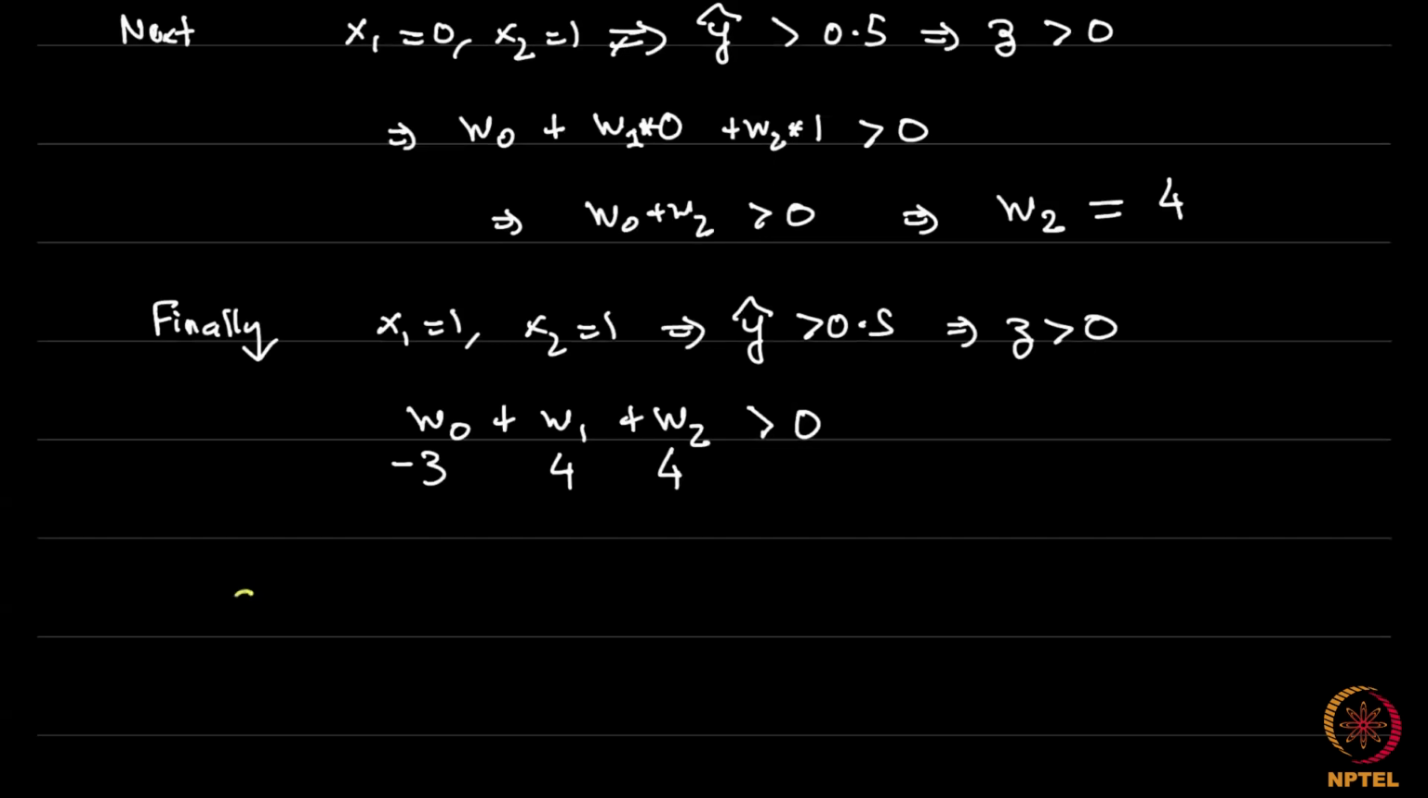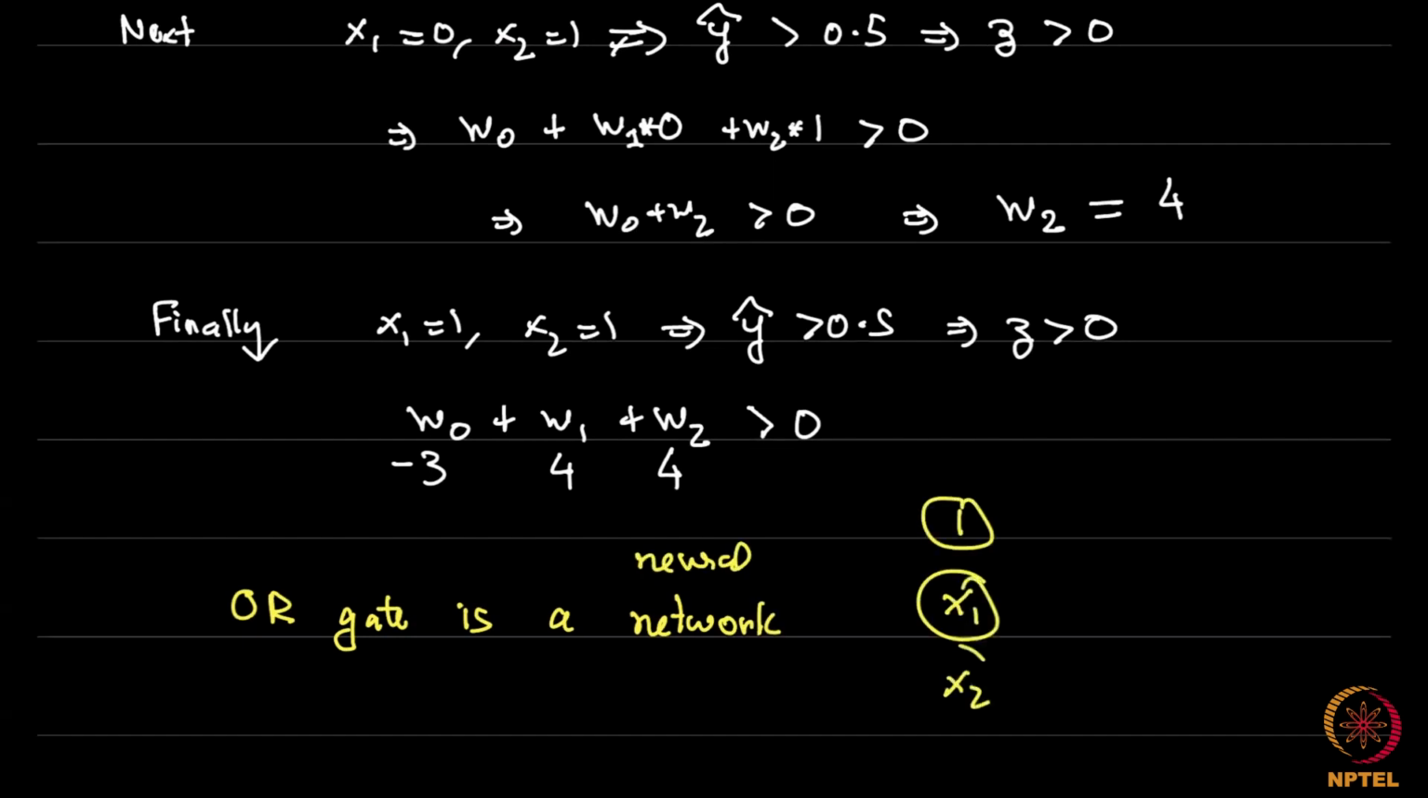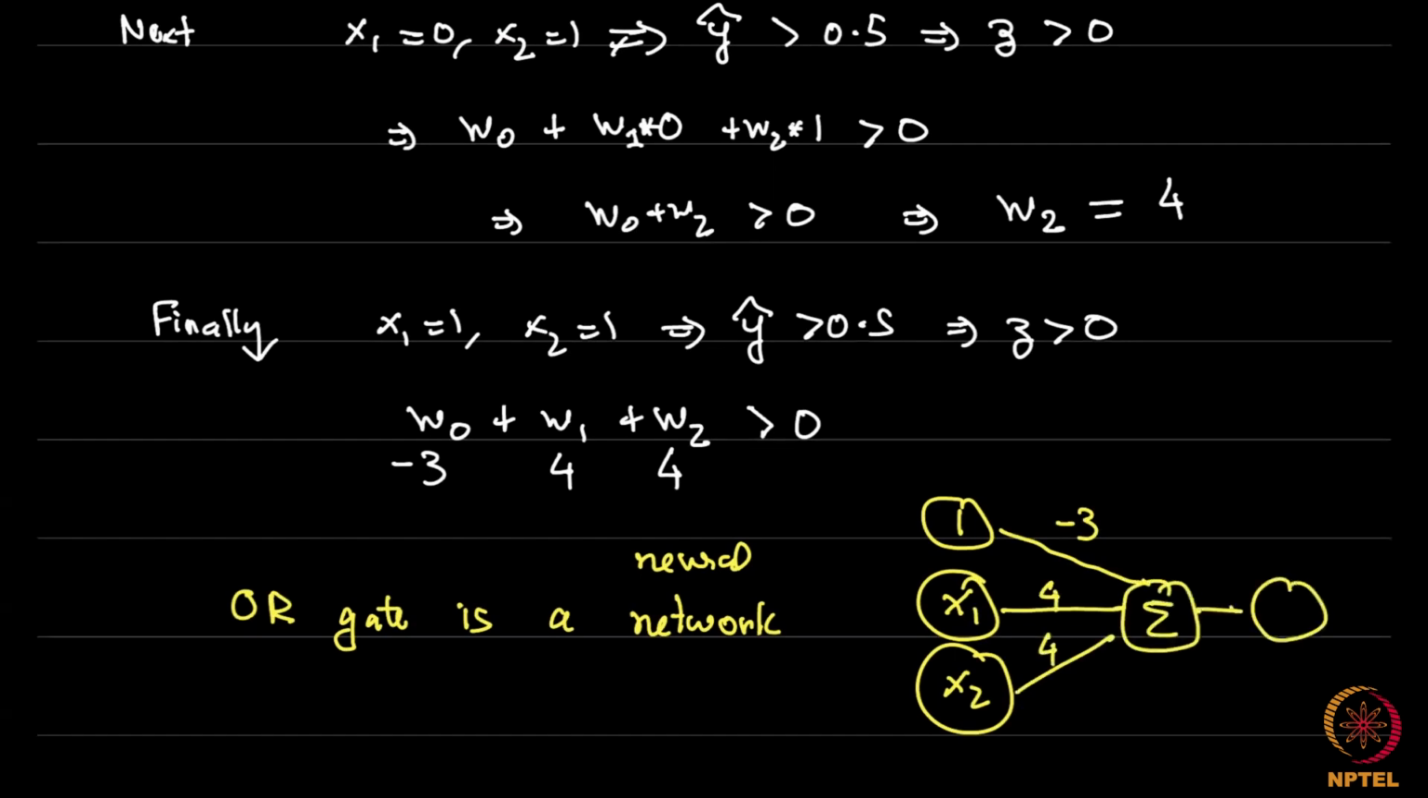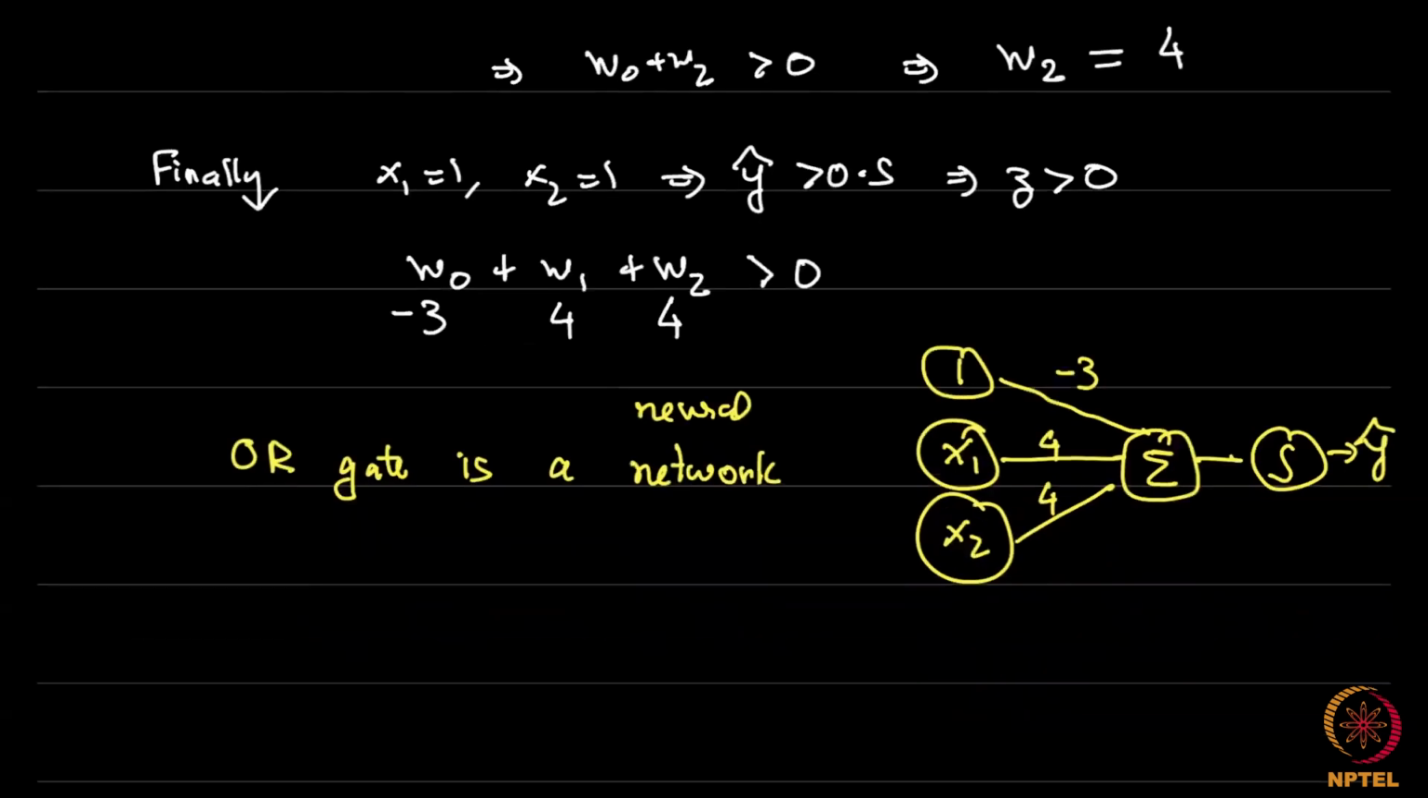So we can say that the OR gate is a network, or a neural network, I will call it a neural network, with weights like this: 1, x1, x2, -3, 4, 4, sigma, a sigmoid, followed by y hat. Typically, as I had said before, we will put both these together into one big circle, a neuron with two functions, a linear function and a non-linear function sitting within it.